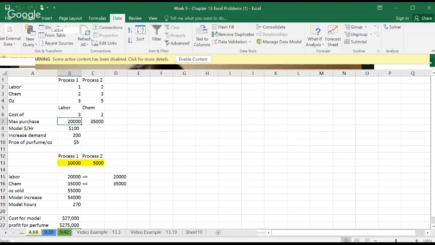Yeah. You make that a decision cell, and then there is your model increase. So it would be this 270, and then it was 200 hours, 200 units, 200 ounces, right? For every hour. Yeah. Okay. So there's a circular reference here. So then your ounces sold, this should be ounces produced, not sold.